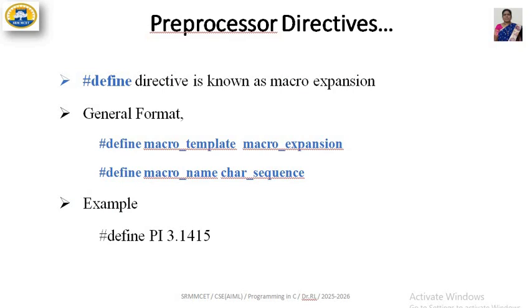First we start with #define. The #define directive is known as macro expansion. Its general format for #define is: #define macro template, macro expansion, that is, #define macro name, character sequence. So for example, #define PI 3.1415.